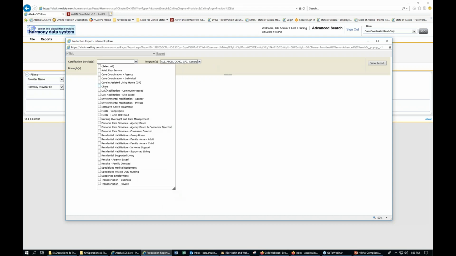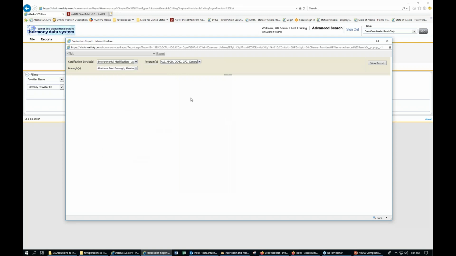So I am going to choose both agency and private. Don't worry about whether it's agency or private. Those are two categories that came over with our conversion. It really just has to do with certification, not with anything they could or couldn't do for your client. So pick them both just to make sure.